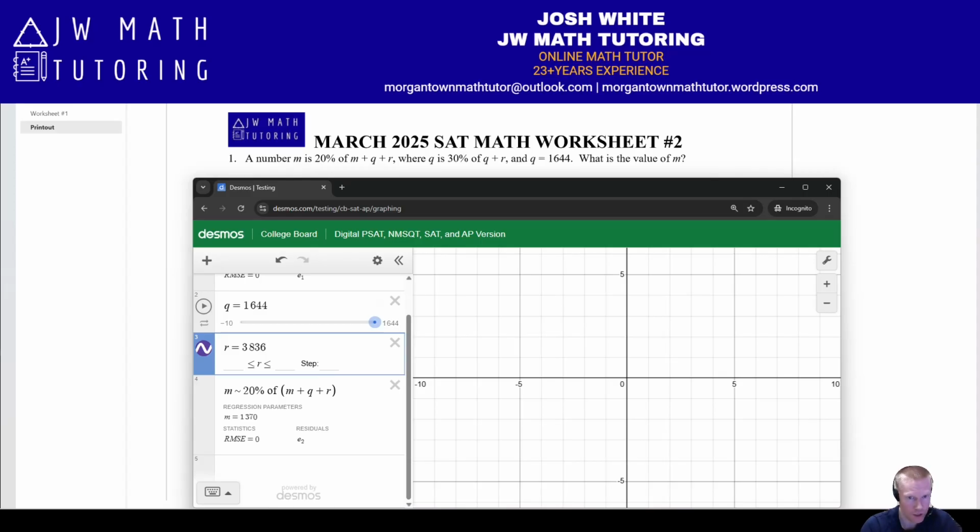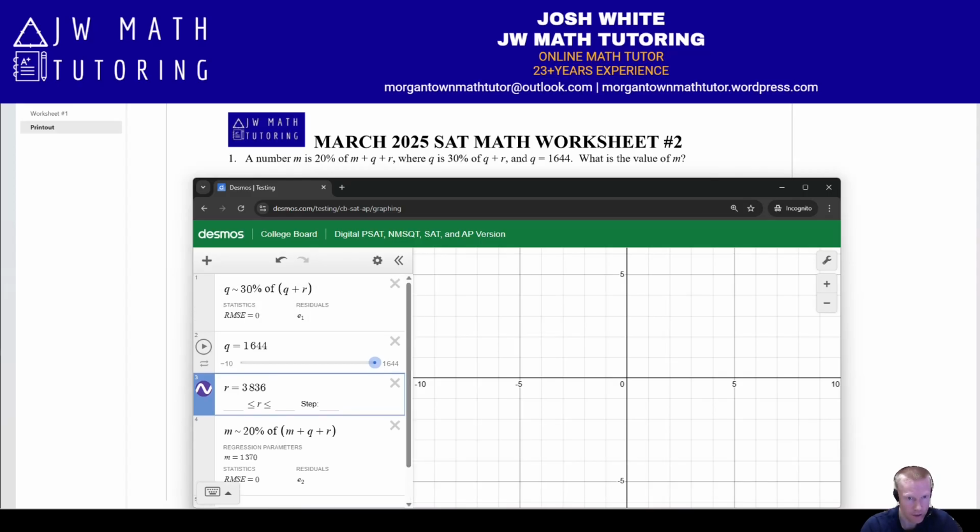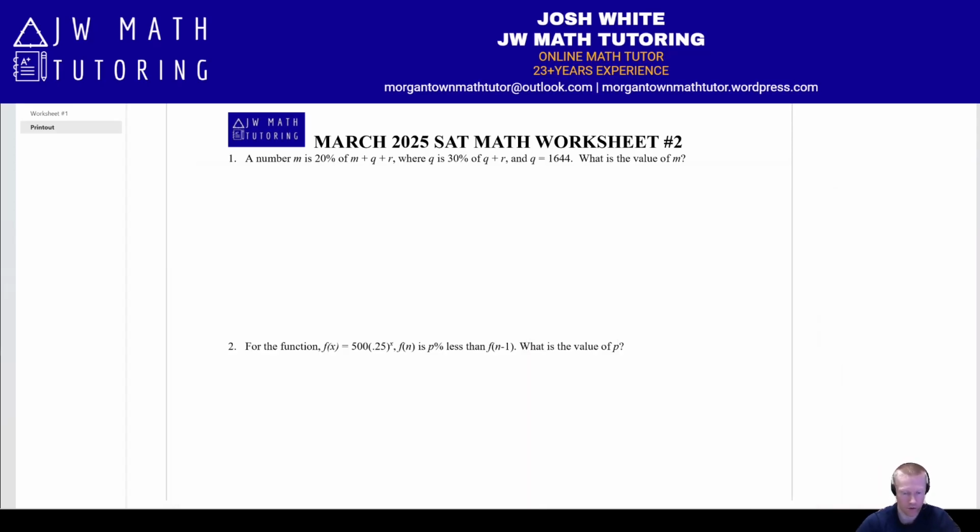And one thing to note is that Q we can't change, and R is going to be fixed. So yeah, this is pretty much it. We're not going to move the slider at all. We don't need to do that to check anything. I won't go through all the work, but here's what the actual equations would look like if you hand wrote them out. So the first one is essentially 1644 equals 0.3 times 1644 plus R.